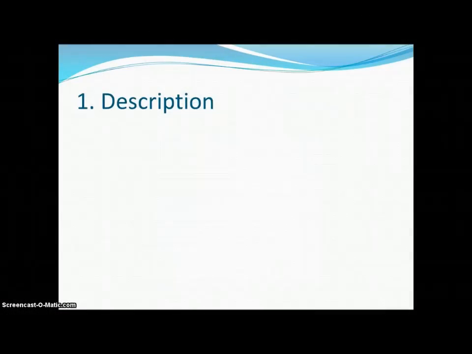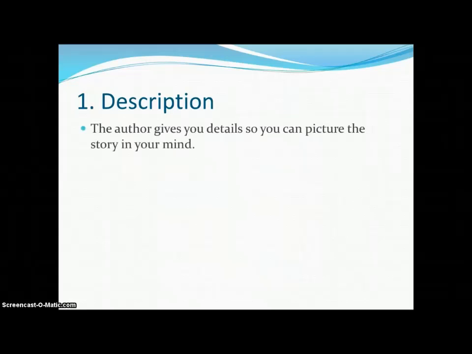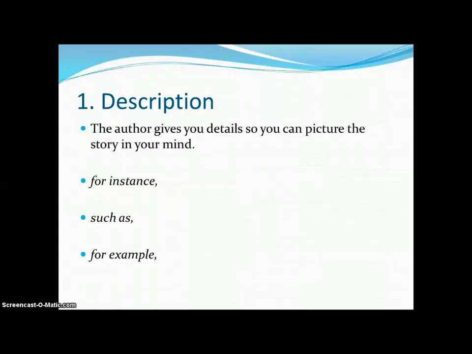The first one is description. This is when the author gives you details so you can picture the story in your mind. Words and phrases like for instance, such as, and for example will tell you that the author is writing you a description.